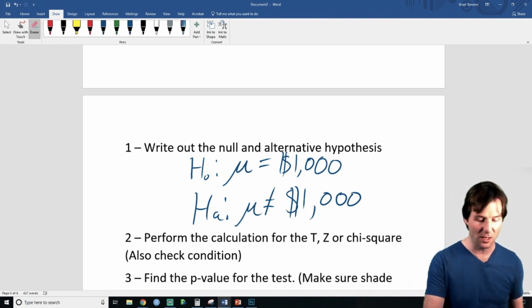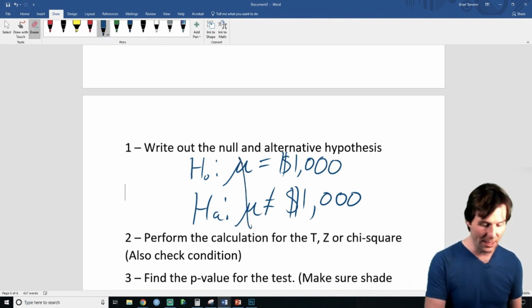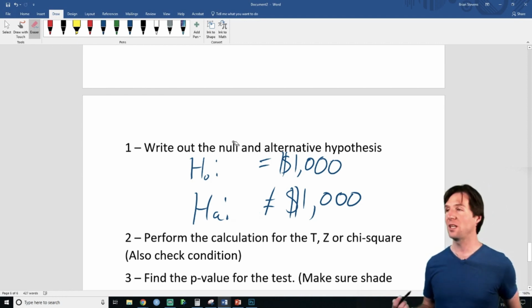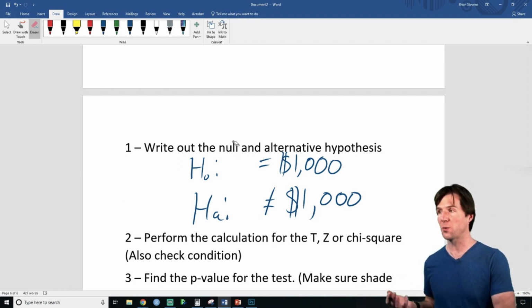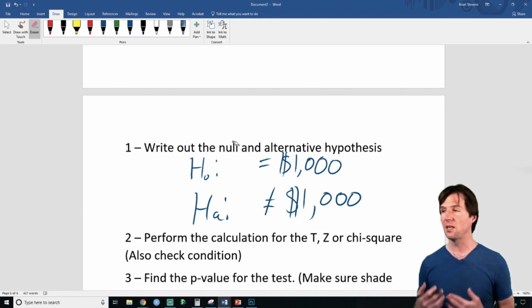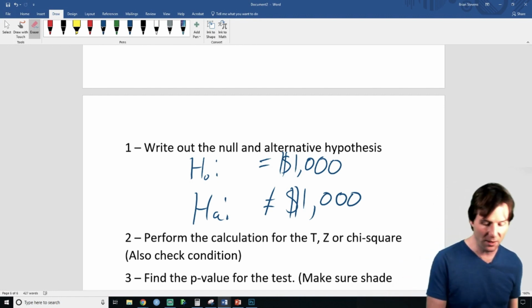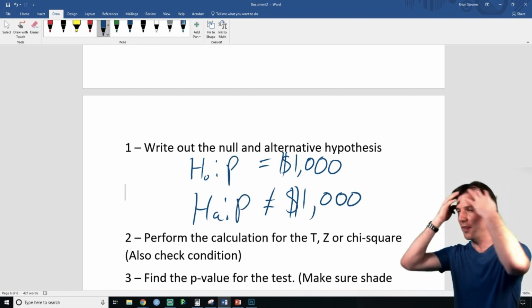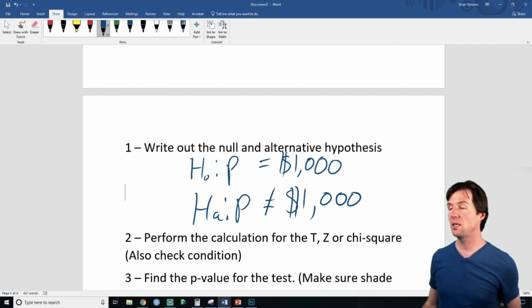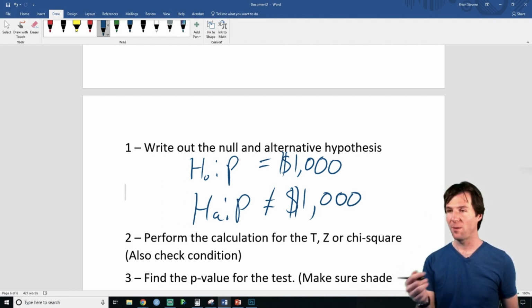Please do not make this error, which I often see. I see where people just write this. The null states equals 1,000. Make sure to tell me what equals 1,000. The true mean of money in students' bank accounts. Make sure to not make this mistake. A proportion can't be $1,000 because a proportion is a value between 0 and 1. So if you write proportion, that's a problem.